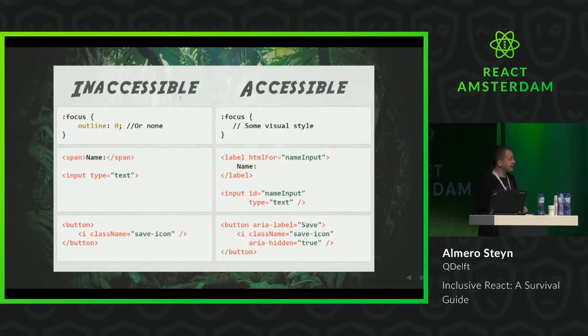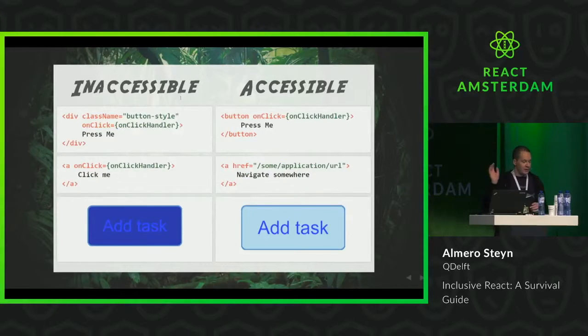Then we've got a button with only an icon and no text. Once again, screen reader users do not know what the intention of this button is, so just fix it by providing some alternative text to your button. These ARIA attributes you will read more about in the resources I'm about to share with you, so don't worry about it right now. Three more examples.